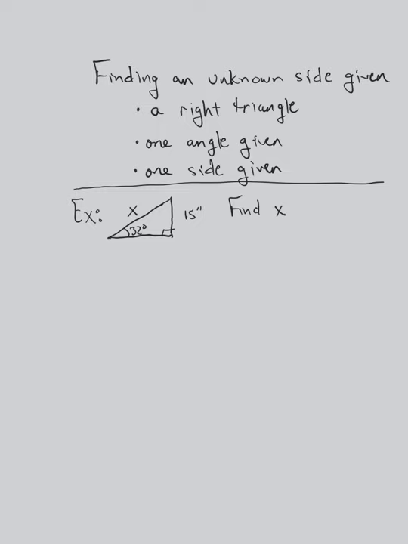So the first step is to label the sides with reference to the angle. Remember, how you label opposite and adjacent depends on where your given angle is. Here's your right angle. The hypotenuse is always opposite the right angle, and so x is the hypotenuse. And then here's my angle. Its opposite side is right here, so that 15 is the opposite. And so this third side would be the adjacent. All right, so those are the labels for the sides.